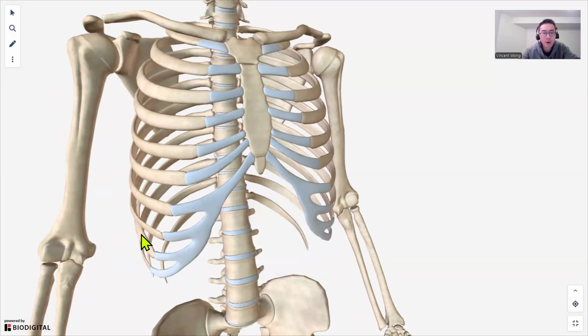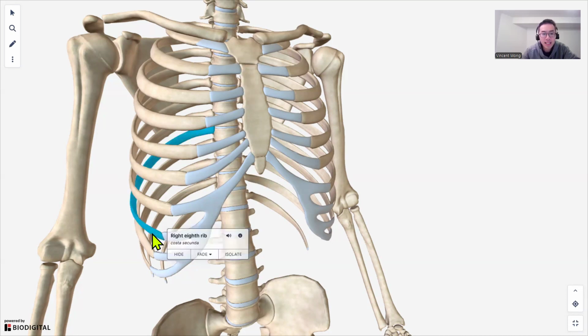Then number 8, 9, 10, and then 11 and 12. 11 is right here. 11 and 12 are called false ribs, because they do not attach directly to the sternum.